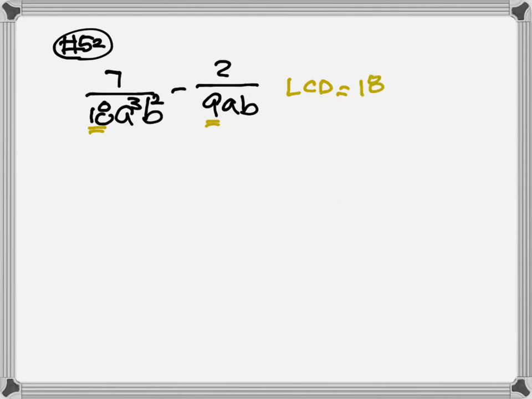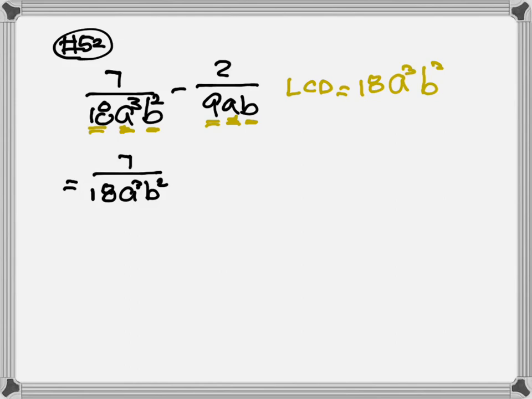Now let's look at a. Over here we have a, then we have a to the third power. I always take the larger exponent, so it'll be a to the third power. Then here we have b squared. Again, take the biggest, so we have b squared. So my common denominator will be 18a to the third power b squared. Now let's bring down my first fraction, 7 over 18a to the third power b squared.